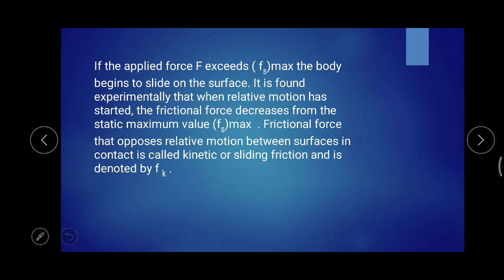If the applied force F exceeds, that means the external force we are increasing, then at a particular moment Fs max will be reached, that means the maximum value of the static frictional force. And thereafter if you apply an excess amount of force, then the body will start to move.